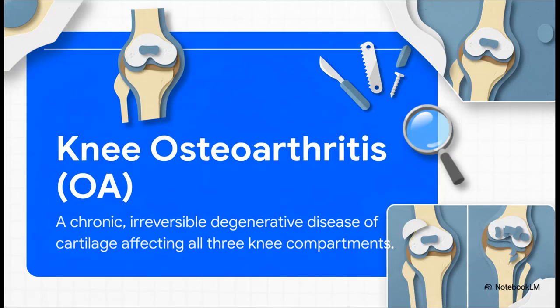Now, this is super important. Knee OA is not just simple wear and tear. That's a huge oversimplification. It's a chronic, irreversible disease of the entire joint. You can see it right here. It hits all three compartments, the medial, the lateral, and the patellofemoral. So we're not just talking about cartilage getting worn down. This is a process that involves everything, the bone underneath, the synovium, all the surrounding structures. It's a whole joint problem.